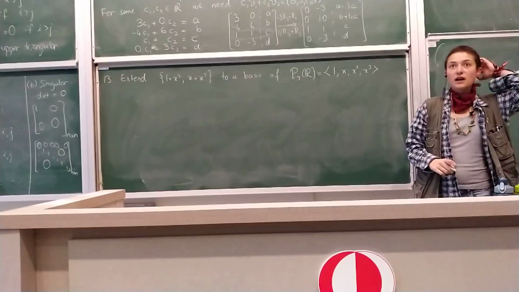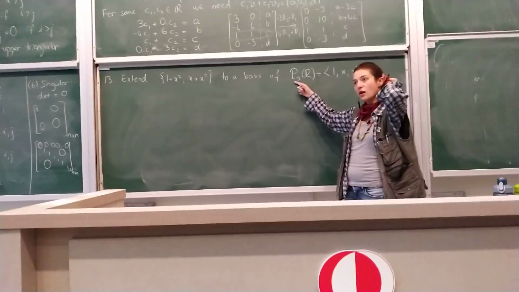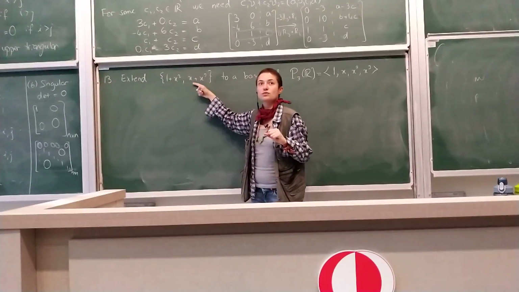What should I do? I want a basis of all polynomials containing these 2.